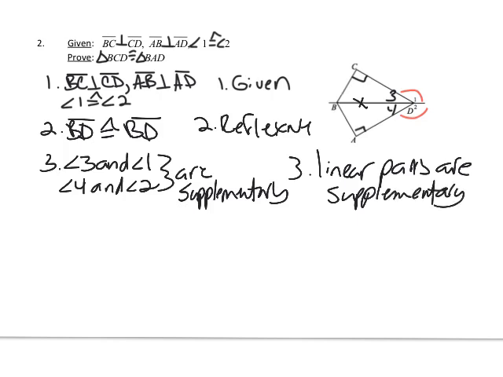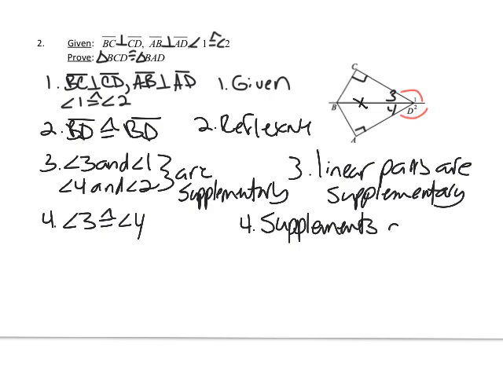Well, since they are supplementary and since 1 and 2 are congruent, I can now say angle 3 is congruent to angle 4 because supplements of congruent angles are congruent. Supplements of congruent angles are congruent.